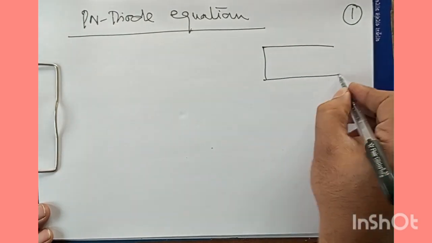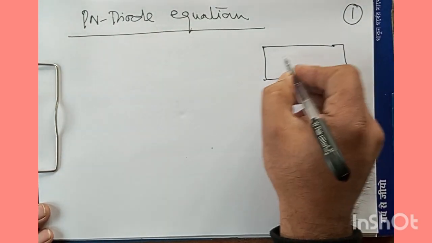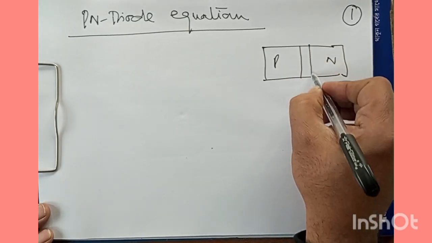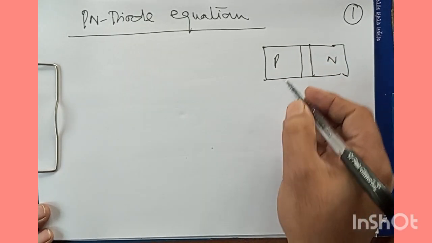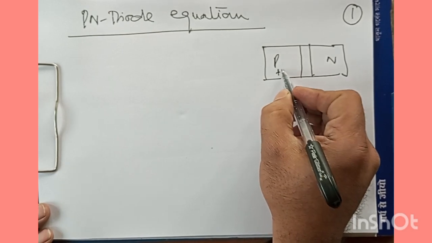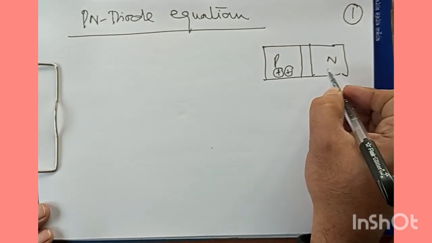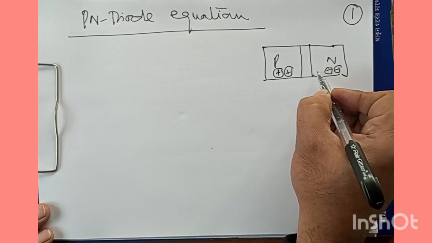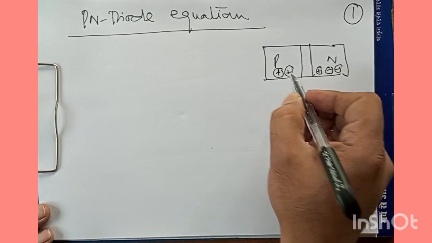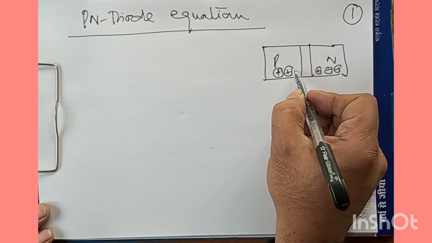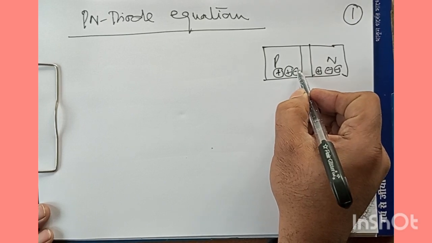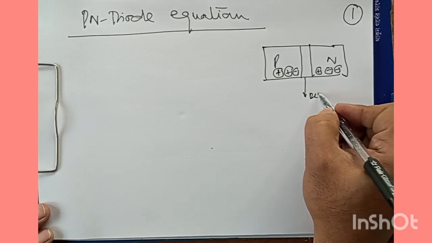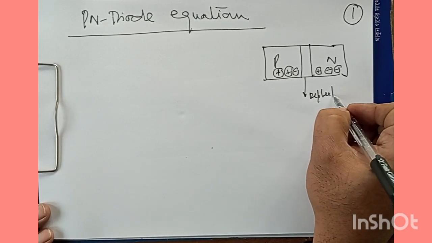We have a PN junction, we understand it has a P region, an N region, and a depletion layer. In the P region we have a majority of holes, and in the N region we have a majority of electrons and a minority of holes. And here in the P region we have a minority of electrons, and we have the depletion layer or depletion region.